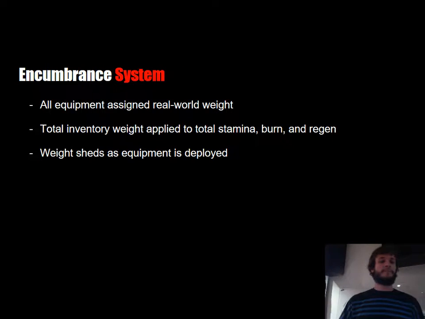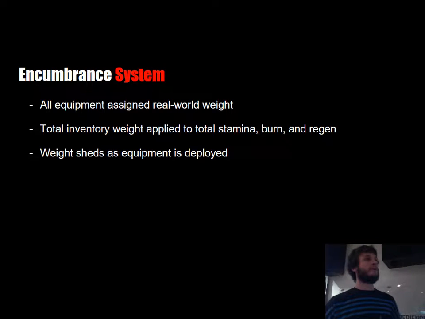So the encumbrance system, I'm gonna talk about it right now, but it's easier just to show it. Basically what it is, all of the equipment in our game has a weight assigned to it, and all those are real world weights. So they had to do a lot of balancing on how that would actually affect the character across the different classes. Your total inventory weight is applied to your amount of total stamina, how fast your stamina burns, and how fast it regens. So it'll affect how long you can run, and then how long it takes your character to then recover from that. And then weight sheds as equipment is deployed.